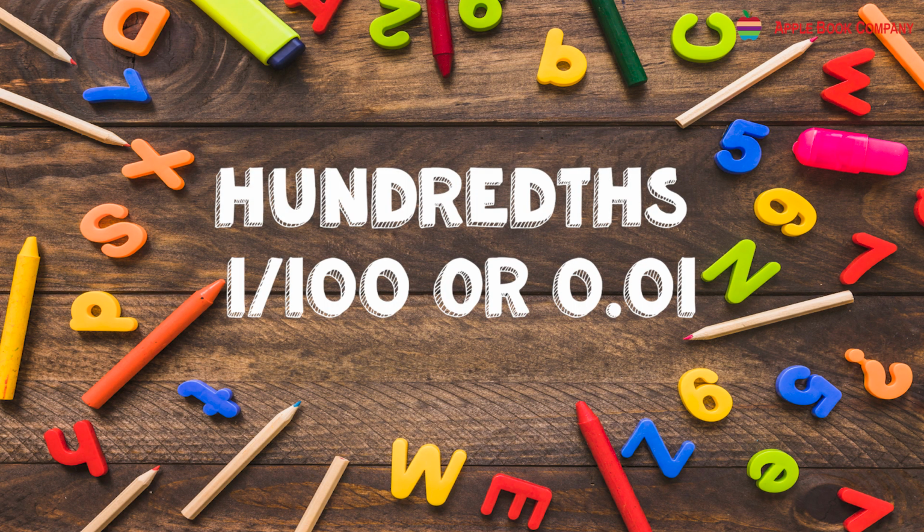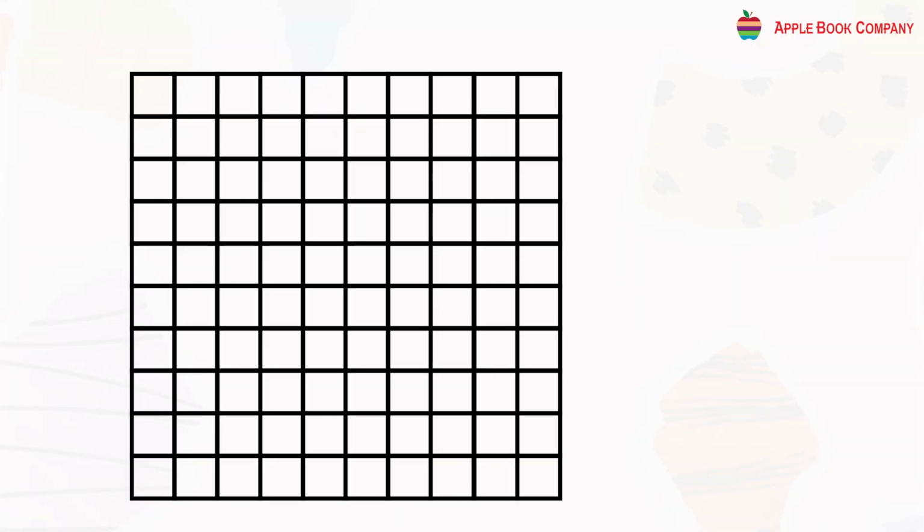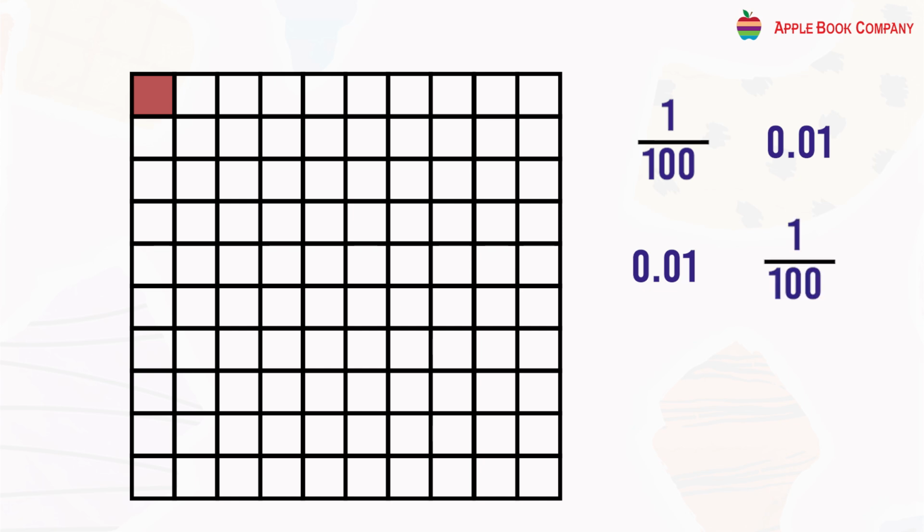Hundredths, 1 by 100 or 0.01. Let us divide a square into 100 parts and shade one part. The shaded part represents 1/100th or 1 by 100. We denote it by 0.01 and read it as decimal 01. A decimal fraction with 100 as denominator has 2 digits after the decimal point because the denominator has 2 zeros at its end. 0.01, 1 by 100, is different, smaller, than 0.1, 1 by 10.